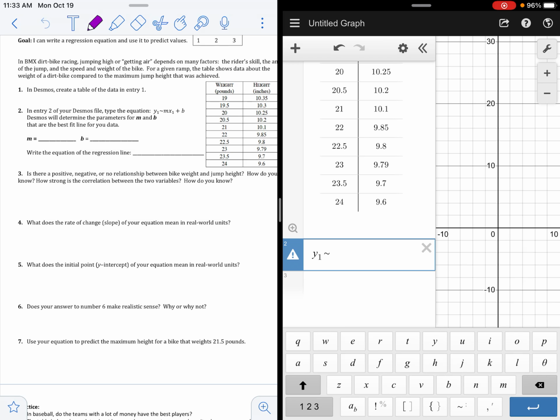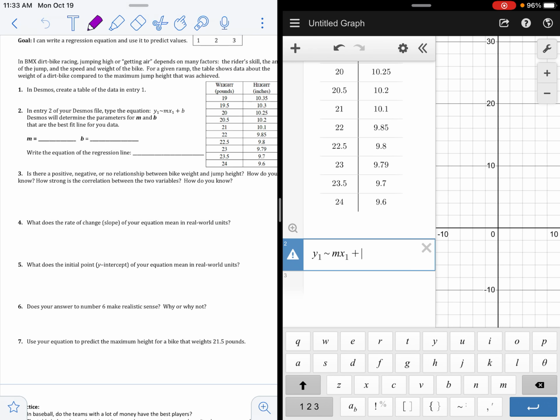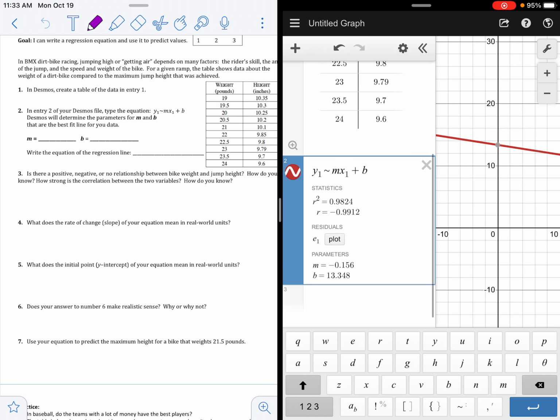And then I need m, x1, and then plus b. So a plus sign and then the b like that. What's going to happen, if you notice, is this is in the form y equals mx plus b, but we're not putting equals because it doesn't have to go through all the points that I just graphed. We're getting a line of best fit. We want it to go through as many as possible, so that's why the approximately is there. It's going to give us an r squared value and an r value. If you scroll down a little bit, you can see the m value and the b value. So we're going to write those things down.